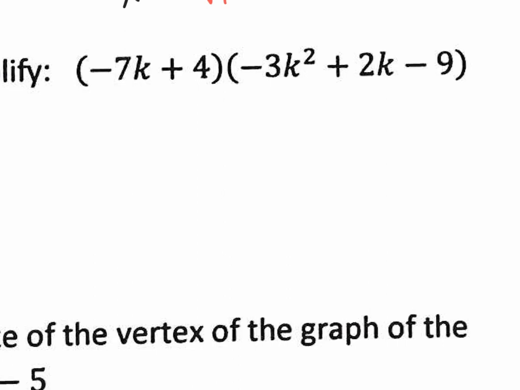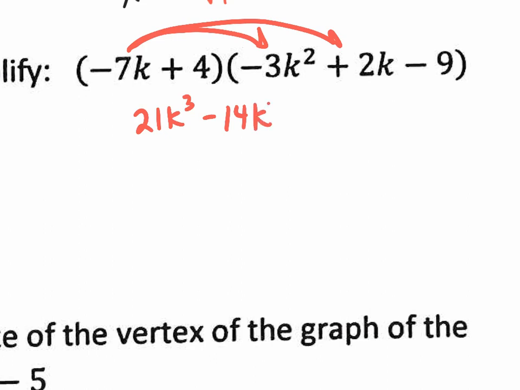So let's distribute. What's negative 7k times negative 3k squared? What's that? 21. Positive 21 k cubed. k to the third. That's right, k cubed. Okay, how about negative 7k times 2k? Negative 14k squared. Negative 14k squared. Okay, negative 7k times negative 9. Positive 63 with a k.